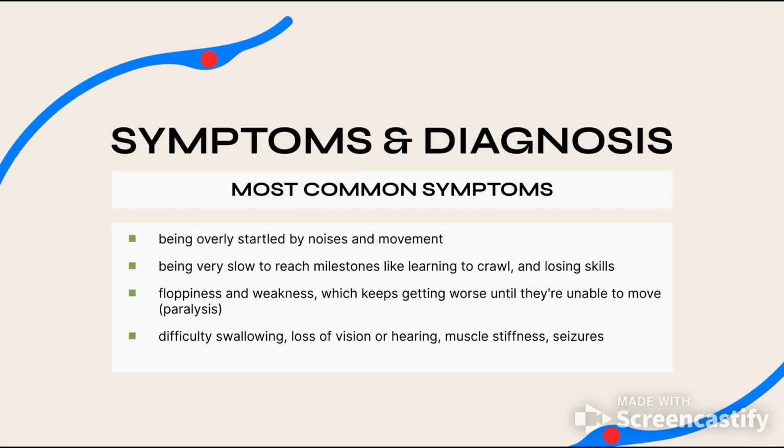Symptoms and diagnosis. The most common symptoms of infantile Tay-Sachs disease usually start when the child is 3 to 6 months old, and these common symptoms usually affect the muscular system and developmental delays.